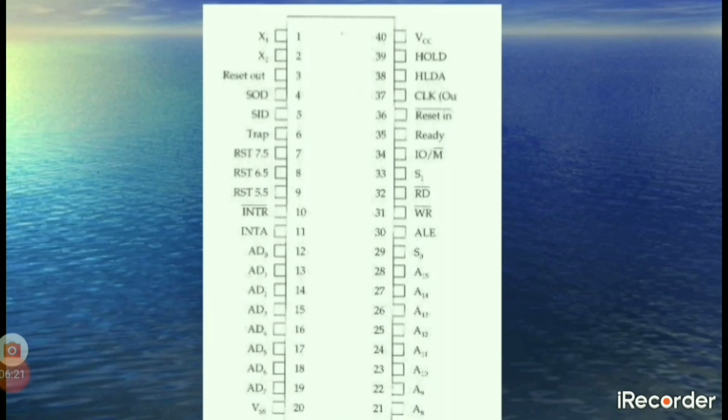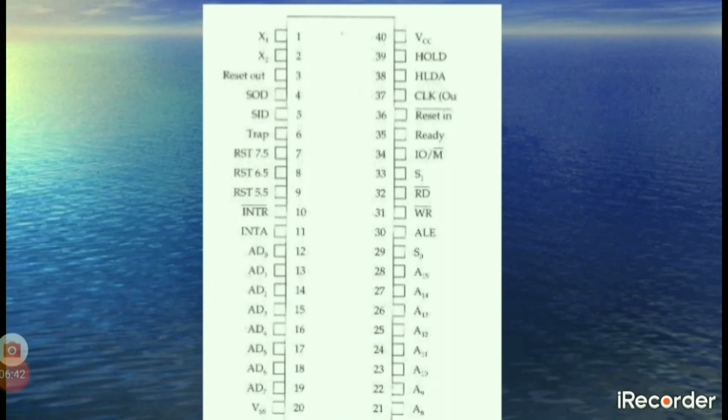Now we will move to the 21 to 28 pin, which are normal address pins, A8 to A15. These are simple address pins. There is no data in these pins. We do not need a latch in this because we do not have to separate data from it. Pins 21 to 28 show the higher order address.